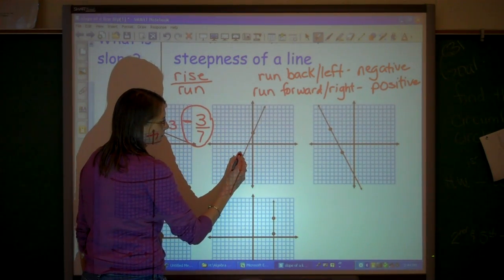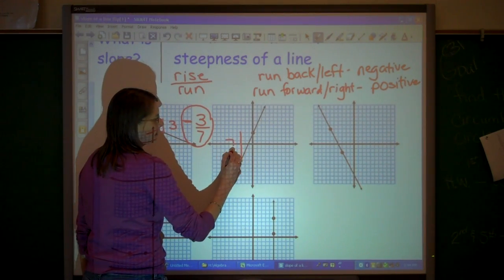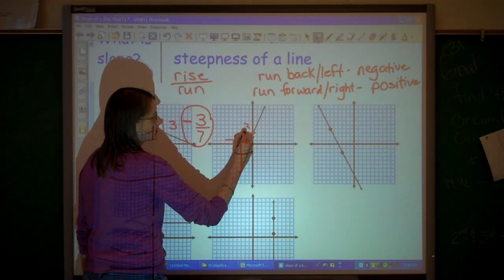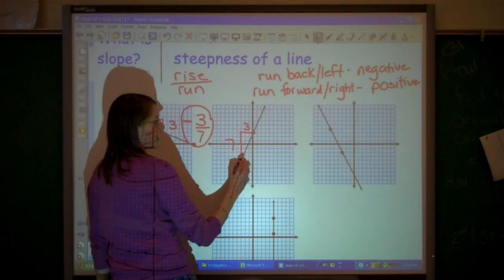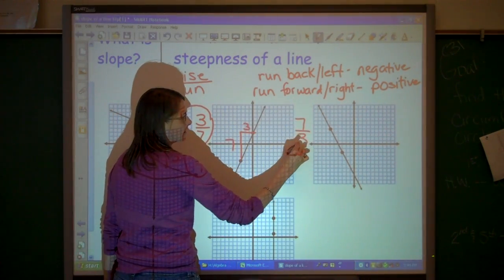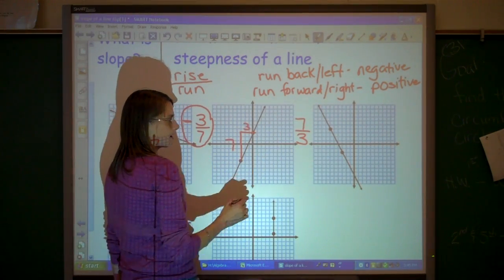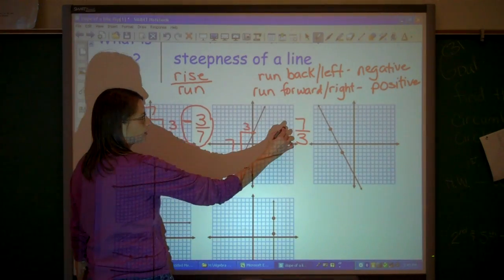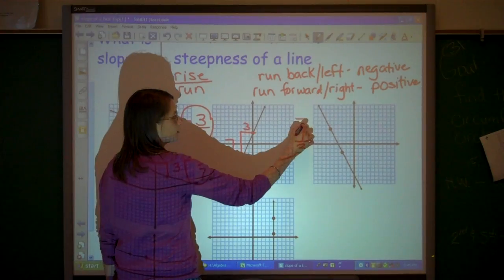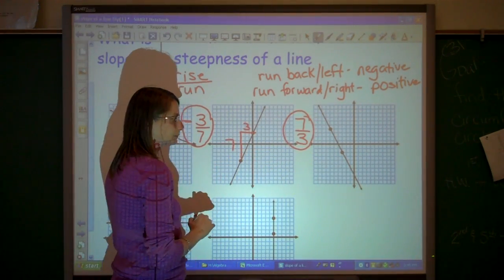For my second one, I find my lowest point, and I rise first. So I'm going to rise up 1, 2, 3, 4, 5, 6, 7. And then I'm going to run 1, 2, 3 to get to that point. So my rise was 7 and my run was 3. And when I ran forward or to the right, it's a positive slope. And I do not need to put the positive sign in front because if there's no sign, we know it's positive. And 7 and 3 cannot be simplified, so I'm just going to circle that one up.